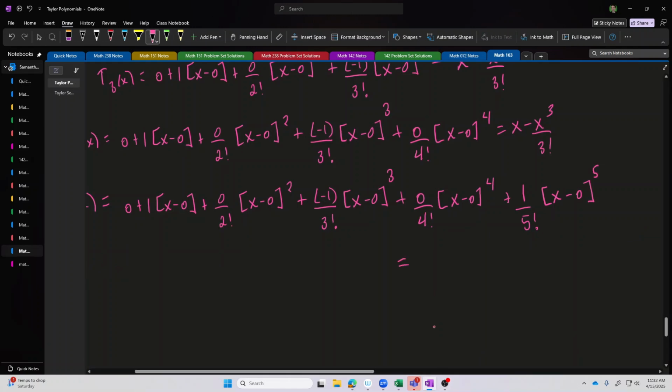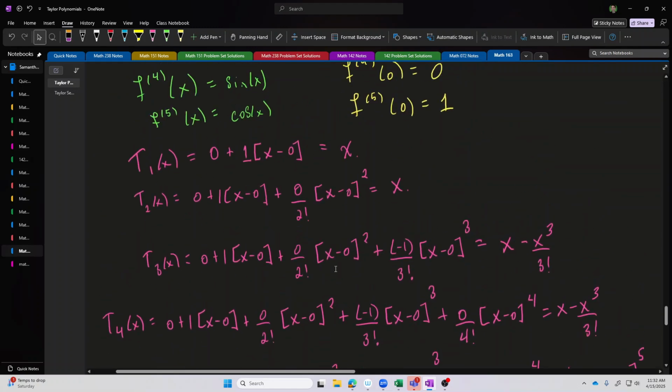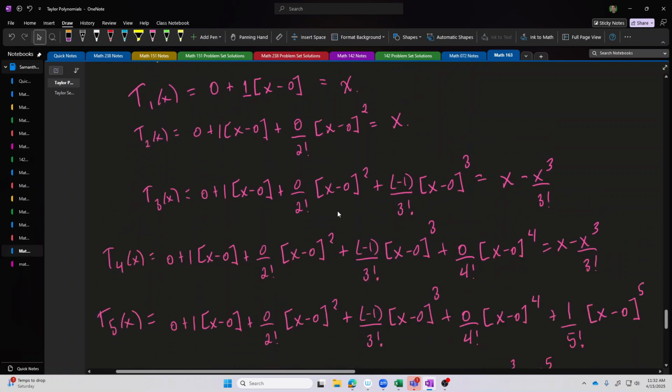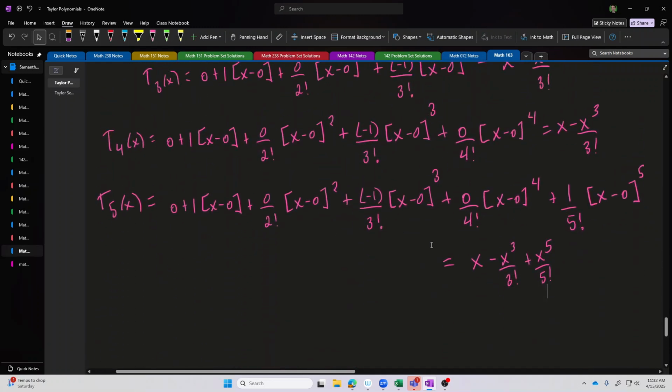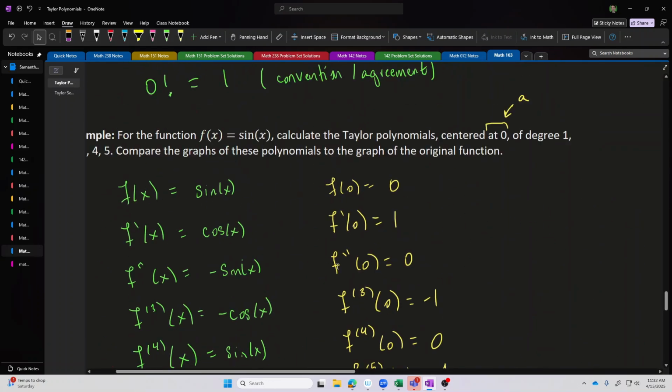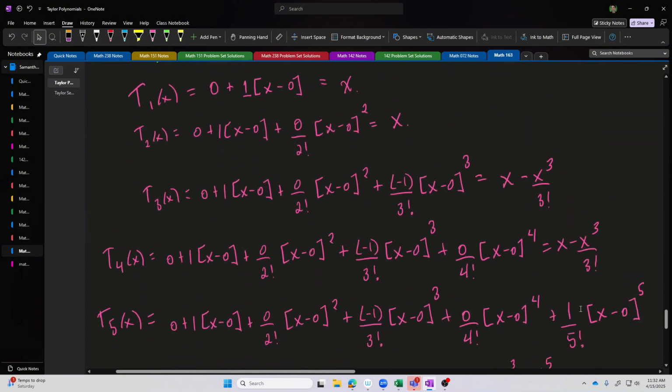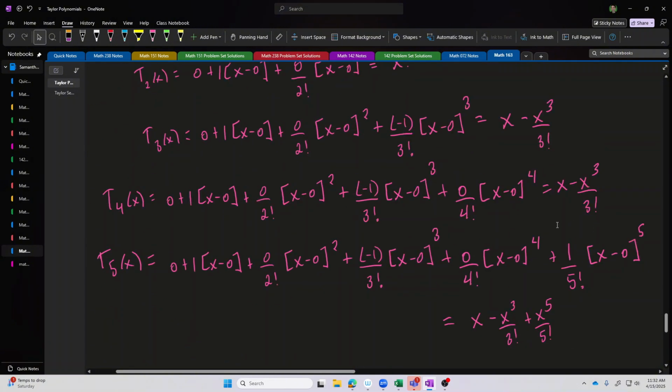Once we cancel all the zeros and such, this will simplify to x minus x cubed over 3 factorial plus x to the 5th over 5 factorial. So these 5 polynomials of degree 1, 2, 3, 4, 5 are different Taylor polynomials that serve as approximations to the original function sine of x. Now let's go ahead and look at these Taylor polynomials on a graph and compare those polynomials to the graph of the original function sine.